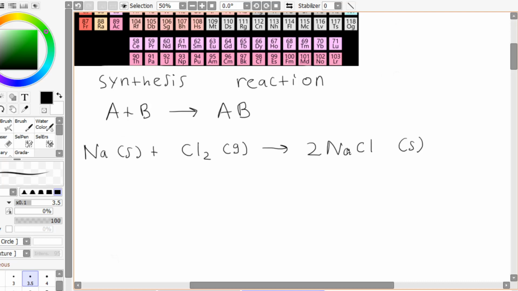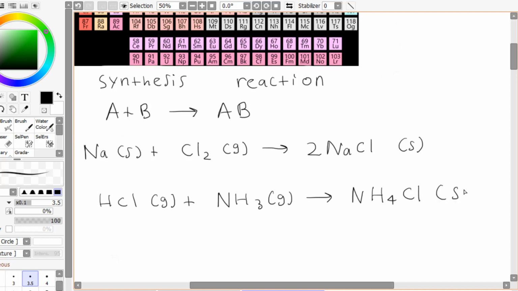Another example is hydrogen fluoride gas combining with ammonia to make a powder of ammonium fluoride. So the equation for that would be HF, which is a gas, plus the ammonia, NH3, which is a gas. And over here we have ammonium fluoride, which is a solid. It's going to be like a powder. So we had hydrogen fluoride gas combining with ammonia to make ammonium fluoride.